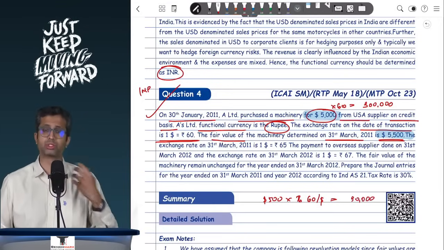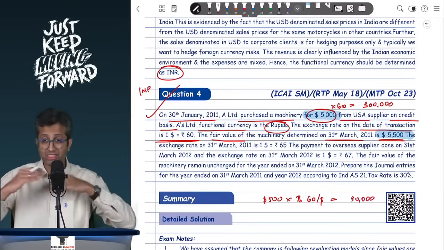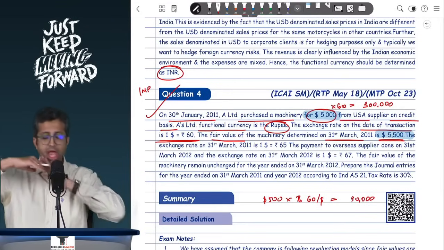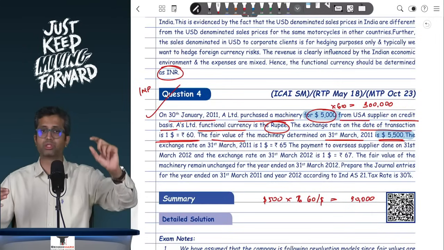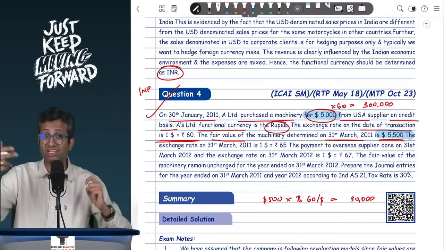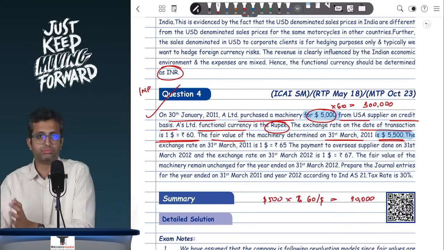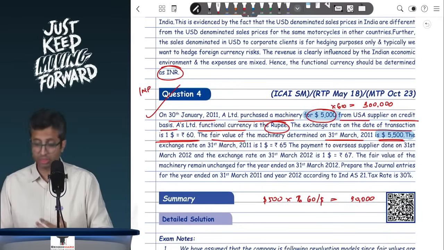Now, where will this 30,000 gain go? Well, as per Ind AS 16, this is a pure revaluation. Had the exchange rate remained constant, still from 5,000 to 5,500, there is a $500 increase in the value of the machinery, keeping the exchange rate constant. So this is 30,000 going in the revaluation reserve.